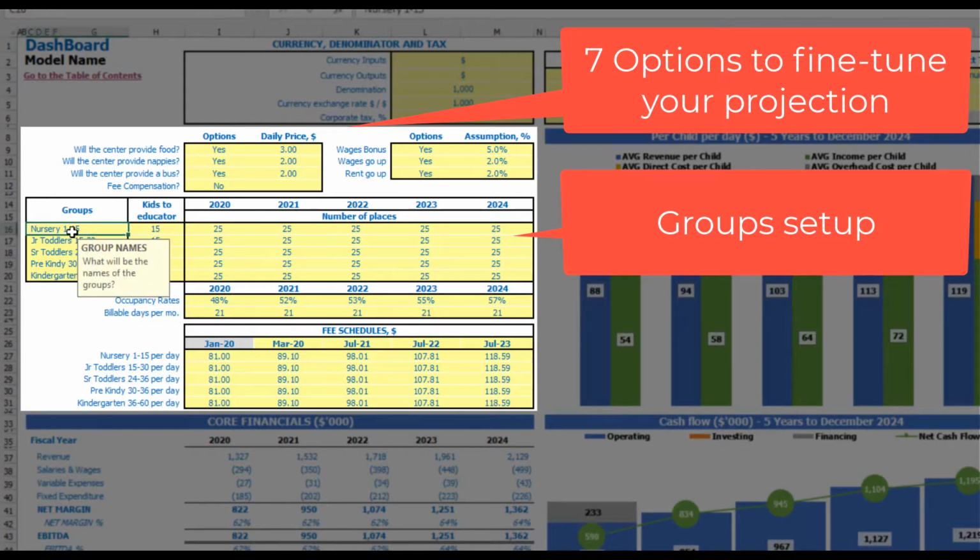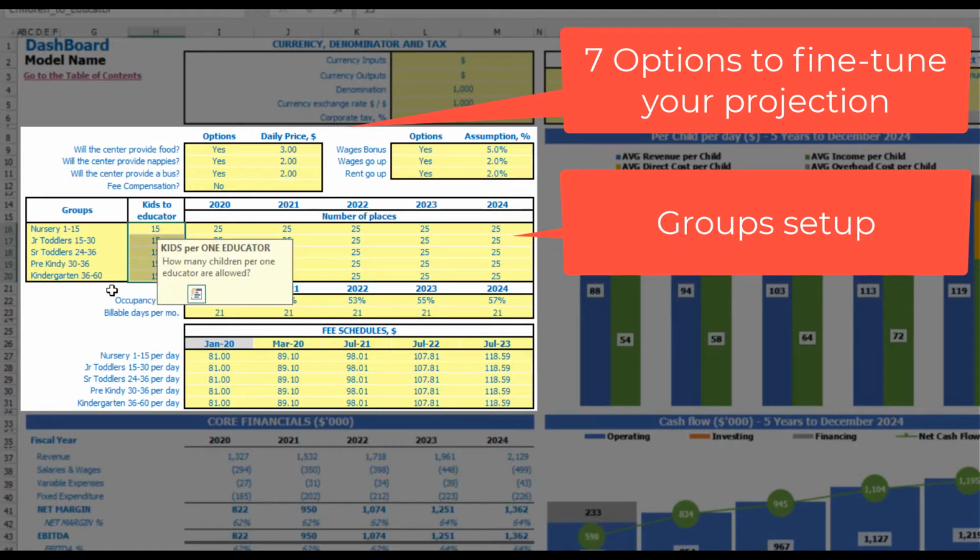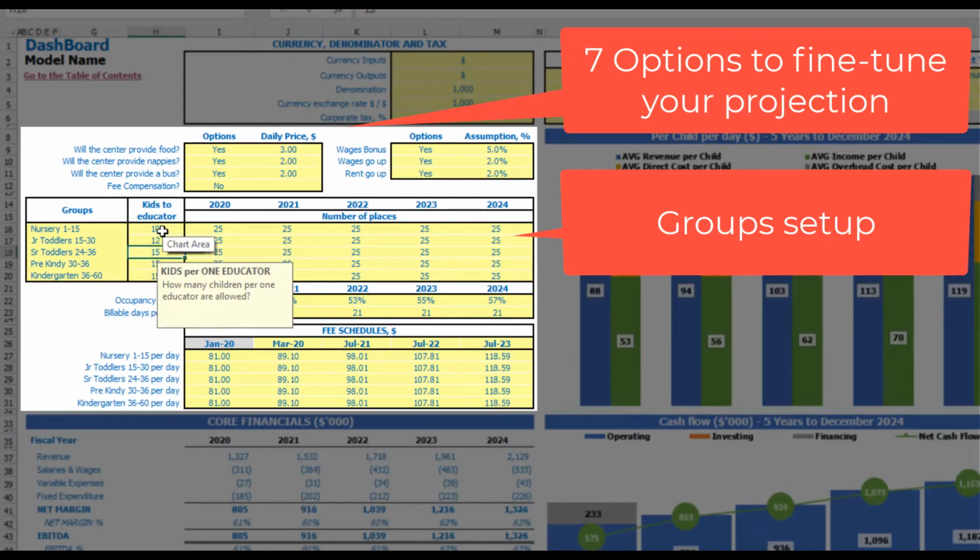But you can change it to group A, group B, etc., whatever name you need to use in the model, and it will be changed across the full model. The next very important KPI is how many kids per one educator for this group. So it can be 10, for example, 20, 13, or any other KPI if you need to use other values.